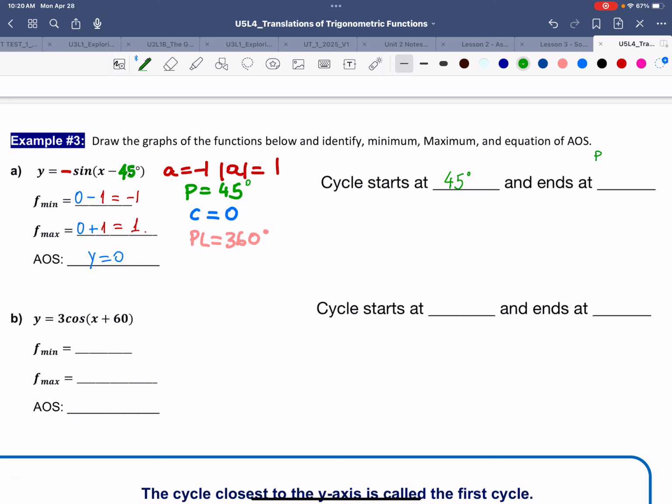So the starting point will be the horizontal translation, P, and the ending point will be the horizontal translation P plus the period length. With a period length of 360 degrees, we are at 45 degrees plus 360, and that will take the graph all the way to 405 degrees. So the end point of the graph will be at 405.